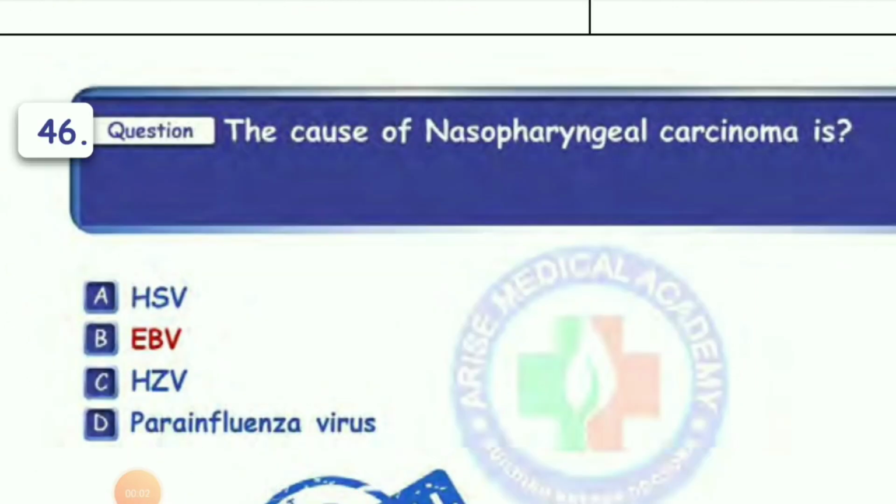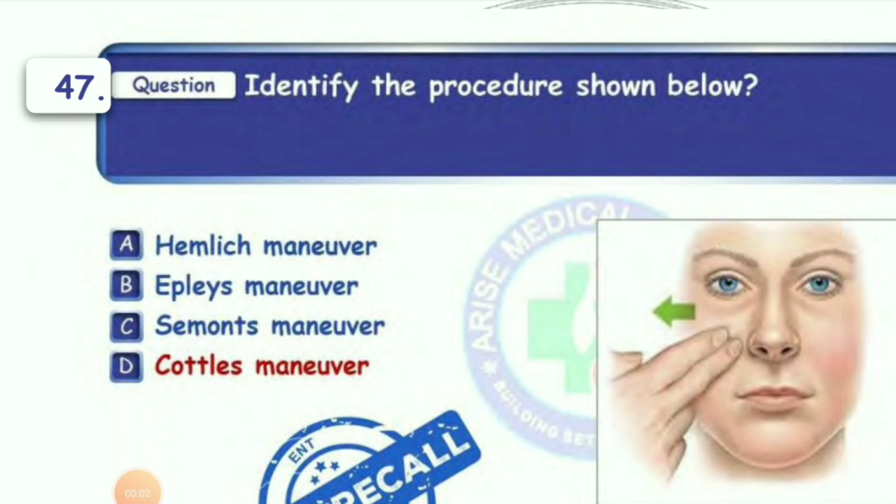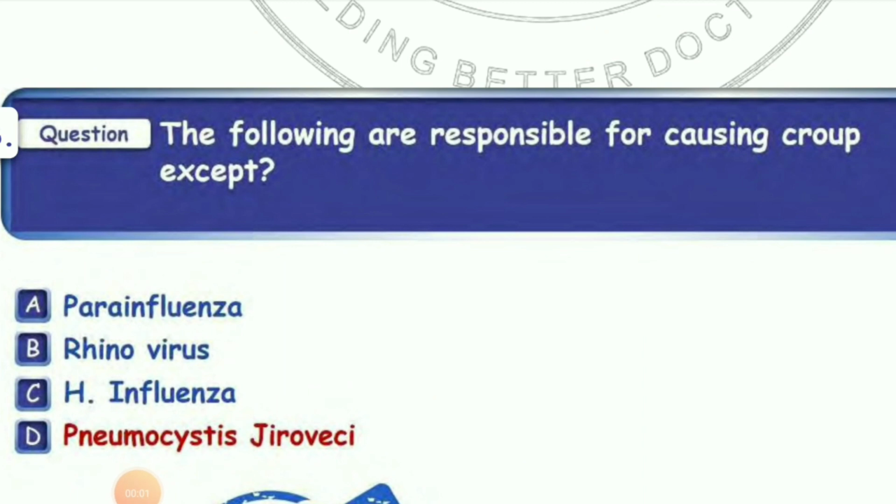Next question. The cause of nasopharyngeal carcinoma is Epstein-Barr virus. Next question. Identify the procedure shown below. The answer is Kernig's maneuver. Next question. The following are responsible for causing croup except: options are parainfluenza, Pneumocystis jirovecii, rhinovirus, and H influenzae. The answer is Pneumocystis jirovecii.